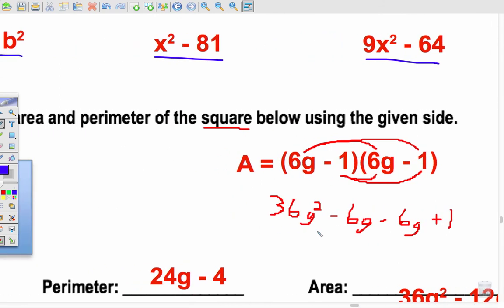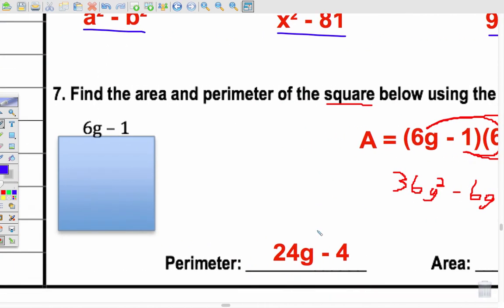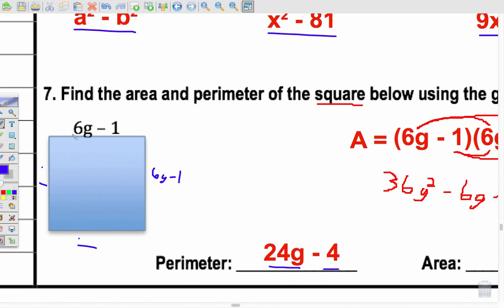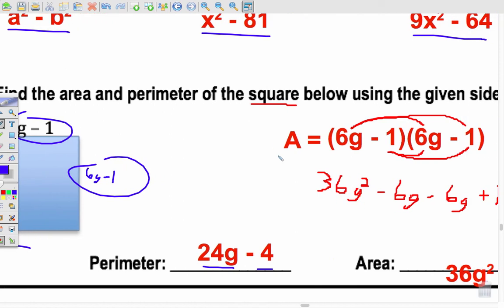The last problem on the notes, I was all over the place, sorry about that. It gives us a square. First step is to find the perimeter. Well, you know all these sides are going to be 6g minus 1. 6g minus 1, 6g minus 1. So 6 plus 6 plus 6 plus 6, that's 24g. And you have minus 1, minus 1, minus 1, minus 1. It's going to be minus 4. There's your perimeter. Area is going to be the side times the side.